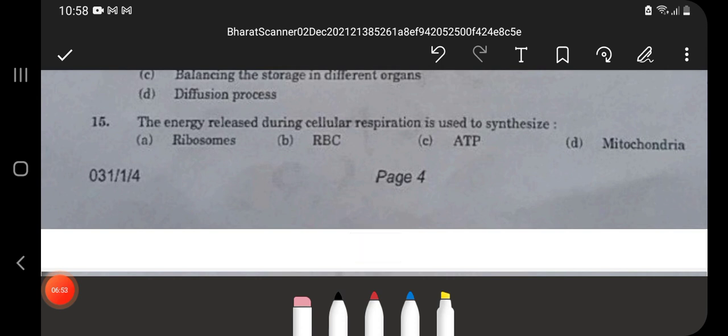15th question. The energy released during cellular respiration is used to synthesize... Answer is C, ATP. 16th question. Upward movement of water in tall trees is due to... Answer is D, transpiration.